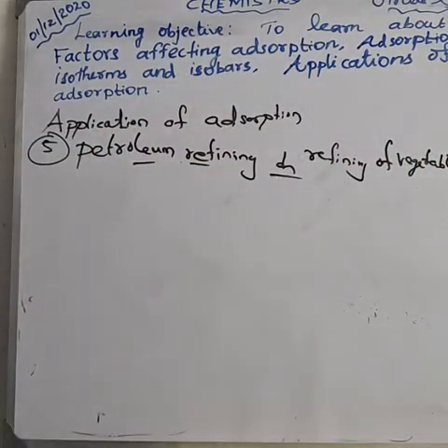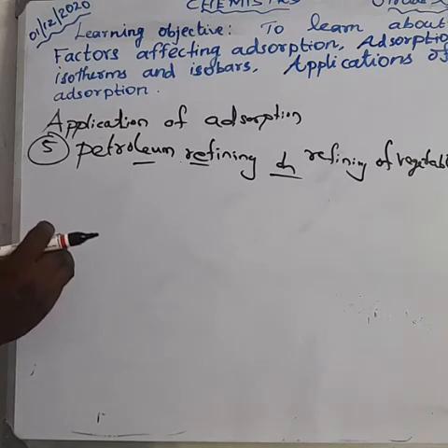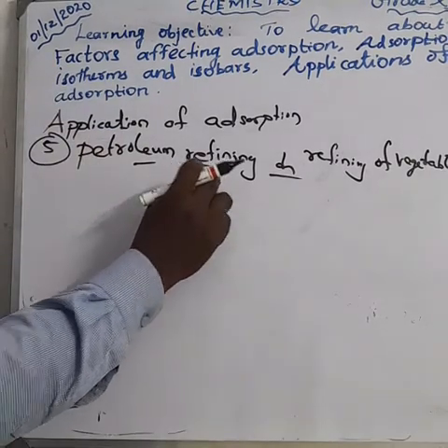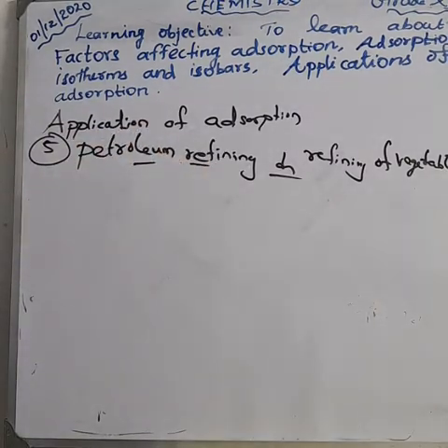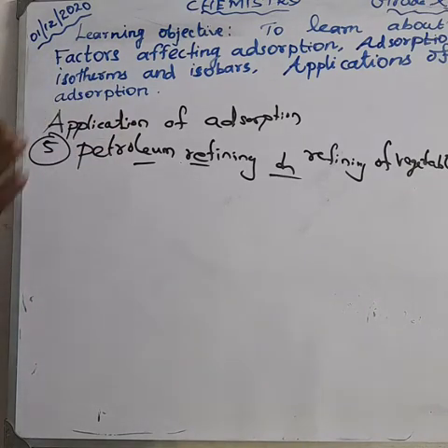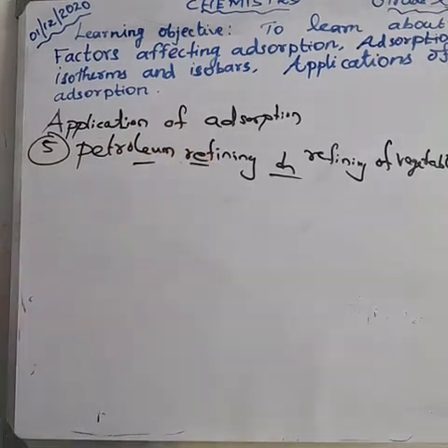The petroleum refining and refining of vegetable oil. The fifth point, anyhow, is also based on adsorption. Here, fuller earth, that is aluminosilicate. The aluminosilicate and silica gel are used for the refining process. These two components are used for refining.